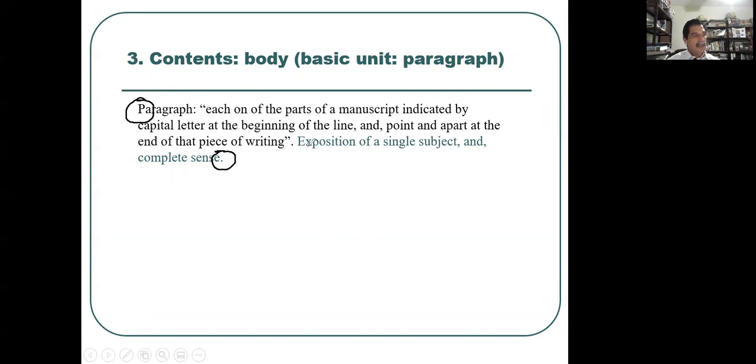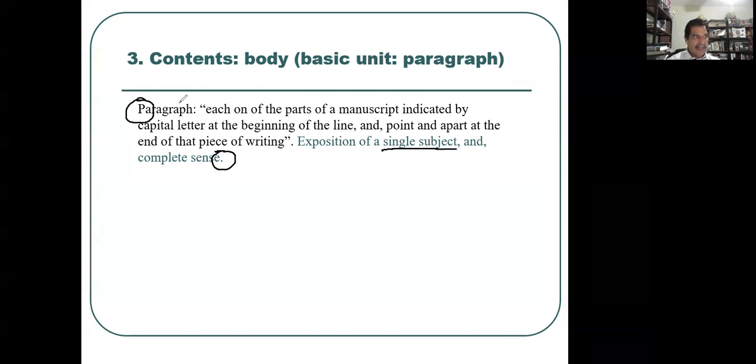Okay? Exposition of a single subject, in a complete sense. So it's a single subject and you completely explain it. So we have to be careful because in many cases we put many things together and end up with a very difficult to understand paragraph. It is very difficult to explain something with a single sentence.